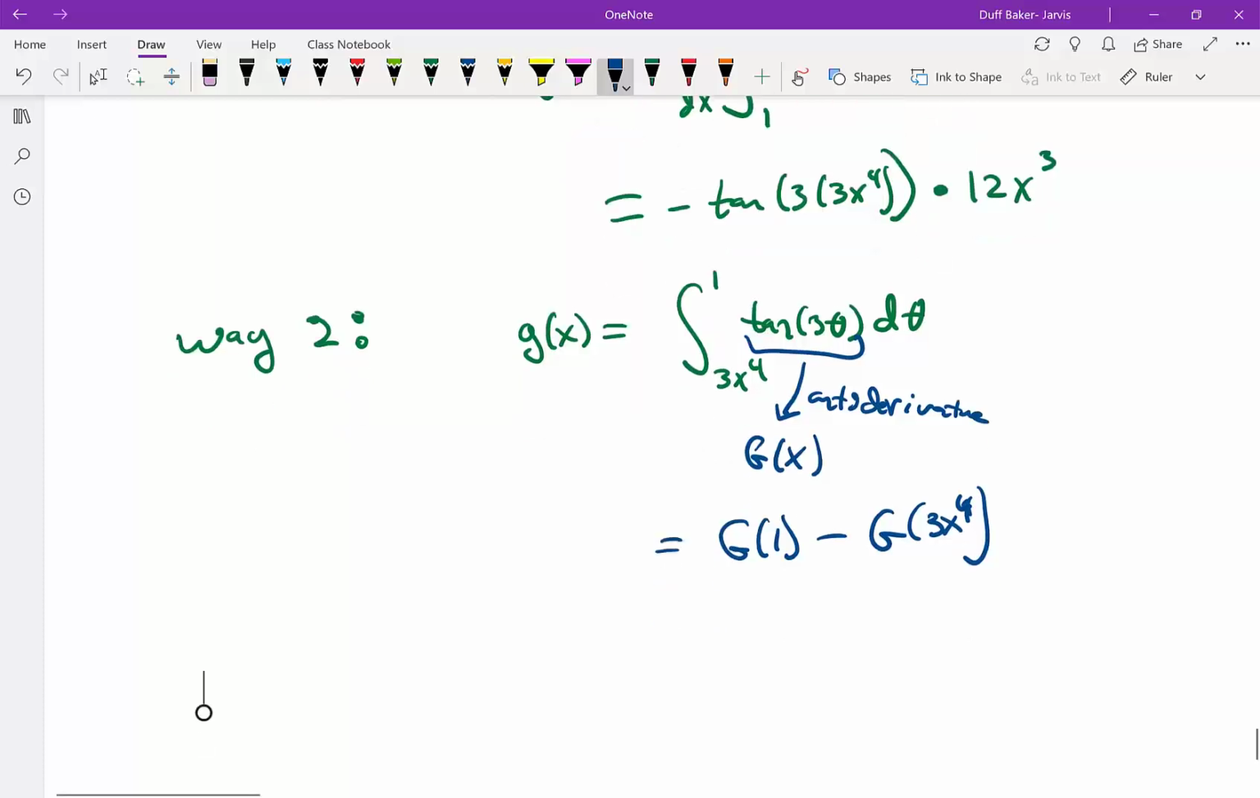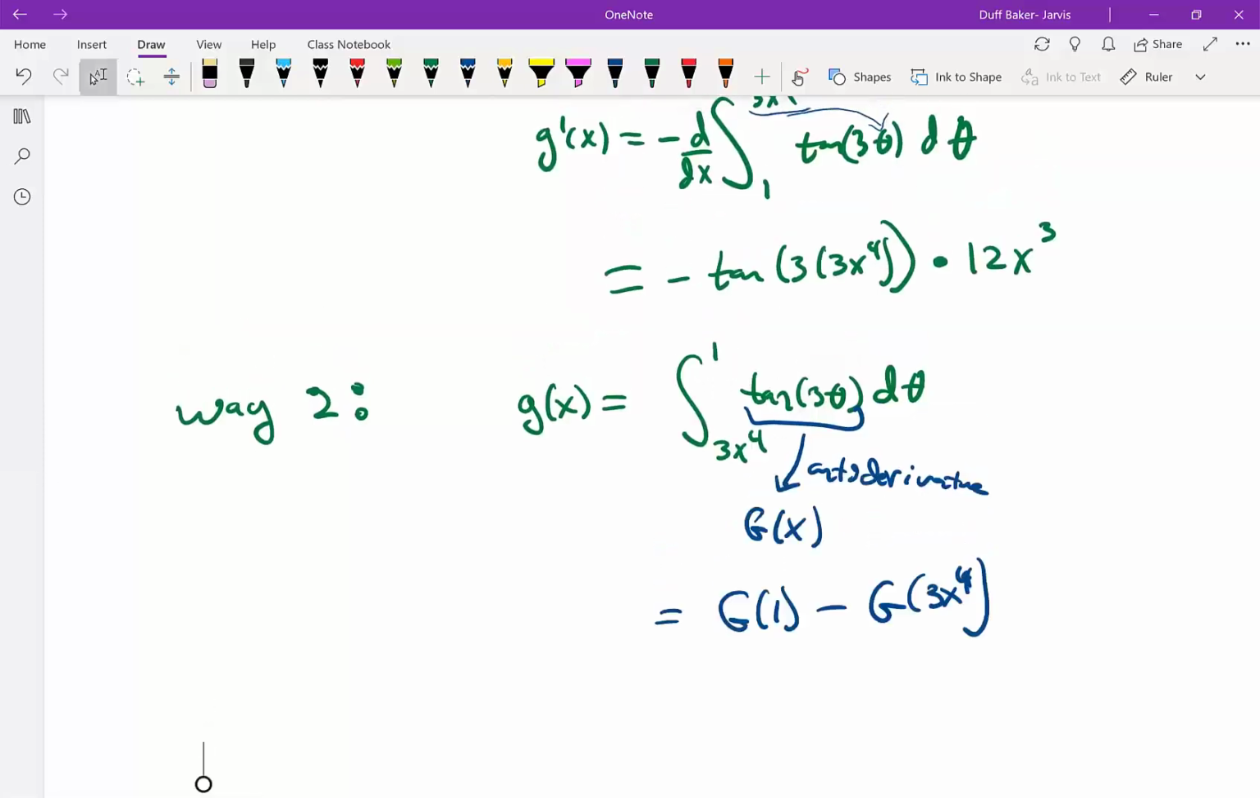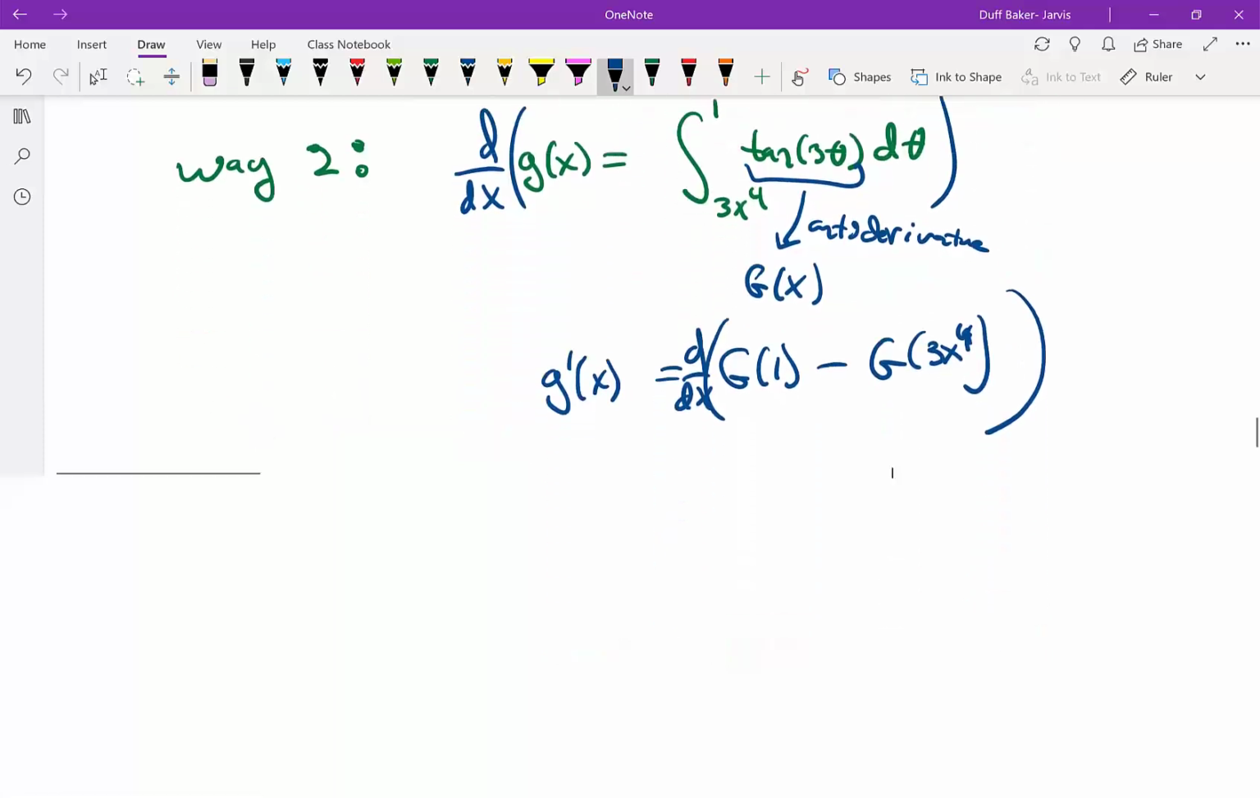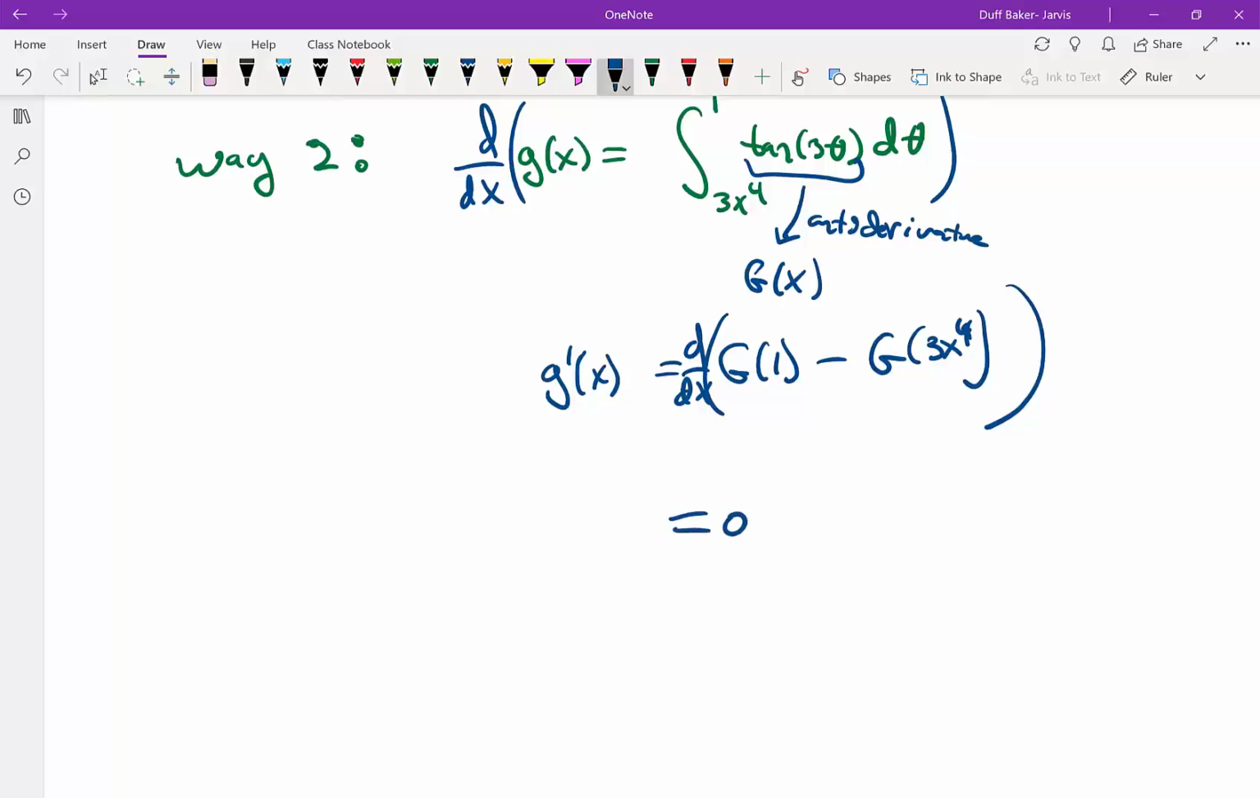And then when we take the derivative, we get g prime of x. It's got to be the derivative of this thing. The derivative of g of 1, well, g of 1 is just a number, so it'll be 0 minus, then we have a chain rule here, times 12x cubed.